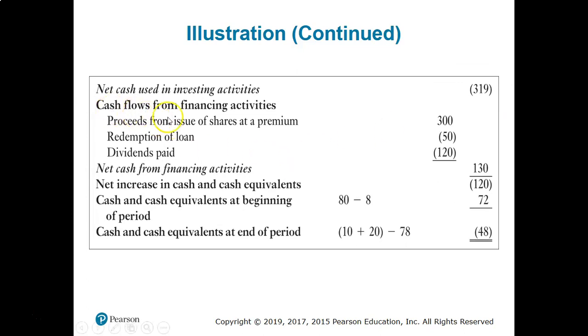And cash flows from financing activities. As I mentioned before, financing activities is basically relating to long-term borrowing and capital transactions, and the interest and dividends in relation to those borrowings and capital. So proceeds from issue of shares. If you issue shares, that means you sold more shares at premium or whatever. So it is 300. If you sell more shares, that means you receive cash.